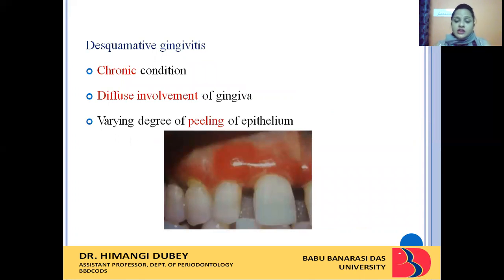Desquamative gingivitis is a chronic condition and is characterized by diffuse involvement of the gingiva with varying degrees of peeling of the epithelial surface and exposure of underlying tissues.